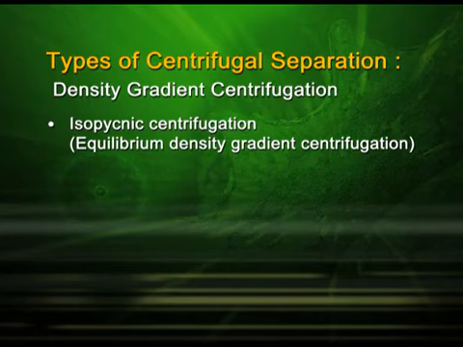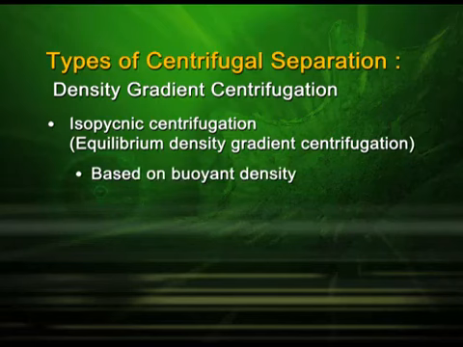Now, coming to the second type of density gradient centrifugation, that is isopycnic centrifugation. Isopycnic centrifugation is otherwise known as equilibrium density gradient centrifugation. Here, it is completely based on buoyant density. If I compare with rate zonal centrifugation, which was dependent on the size or the mass of the particle, in isopycnic centrifugation it completely depends on the density.